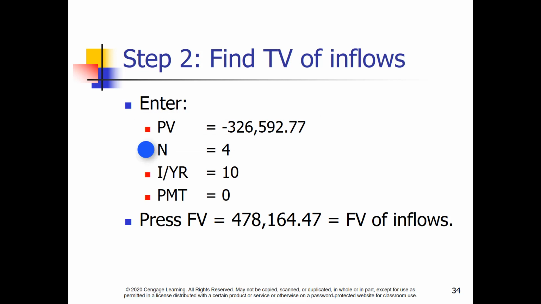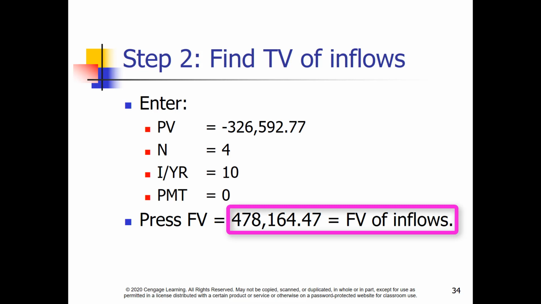N is the number of years of the project, 4. Discount rate, 10. Payment is 0. Press compute and future value. Future value of the cash inflows is $478,164.47, which is already in the future value cell, which is where you want it.